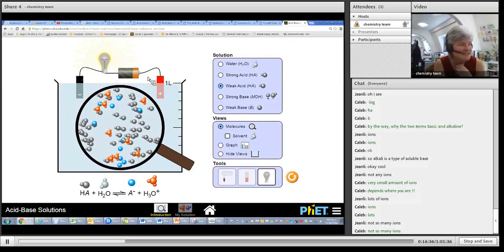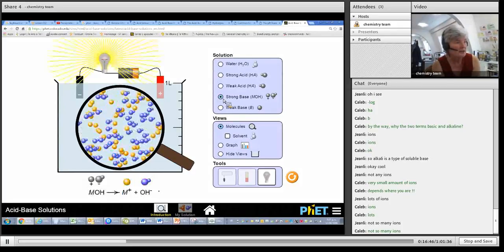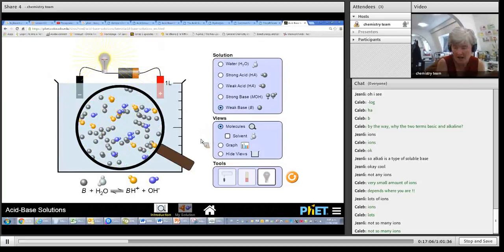Okay, strong base. We again have lots of ions because by definition a strong base dissociates completely to form the hydroxide ions and the cation. So there are lots of ions in solution, so it will be a good conductor. And then of course the weak base only partially dissociates, so will not have very many ions in solution. And then you can play around with this. This one's a nice one in that it'll work on an Apple, on an iPad, on a normal computer. So it's a good one to play around with.